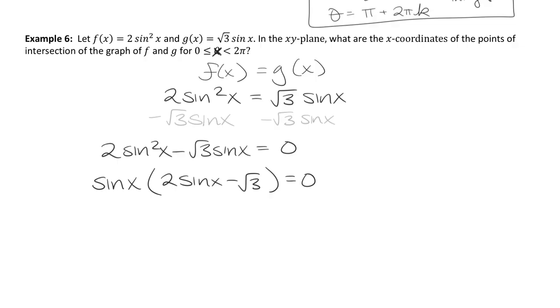Once I have a term factored, something times something equals 0, the zero product property tells me that I can separate these into two equations. I have sine of x equals 0, and I have the stuff in the parentheses equal to 0. For the first little equation, the trig function is isolated, which means we go straight to the unit circle. What are the angles that make sine equal to 0?